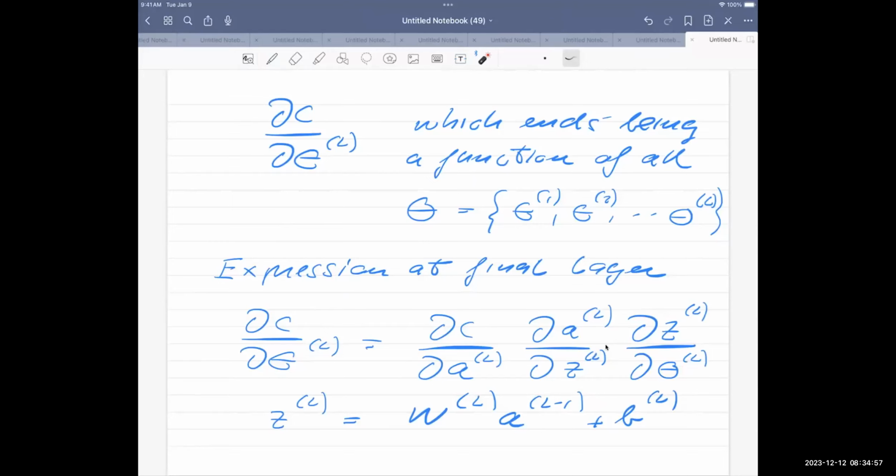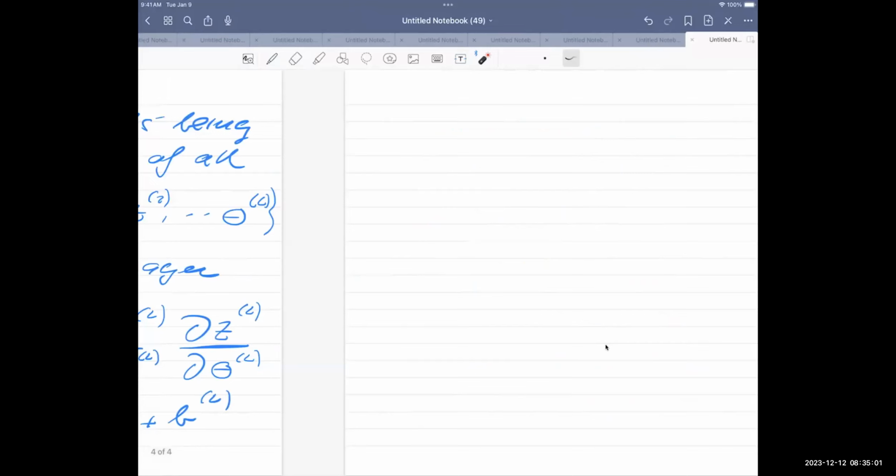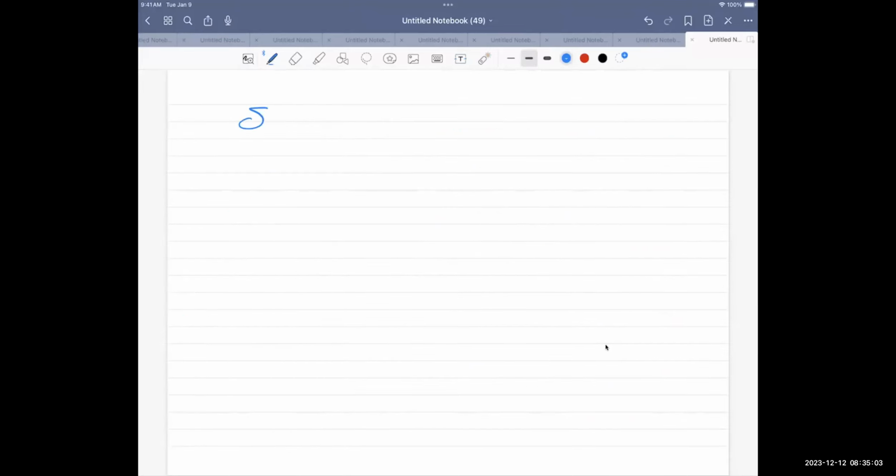So if we now set up the equations, what we end up with is a parameter delta of L for the final layer, which is given by the derivatives of the activation function in terms of the last layer. And we're putting a prime here to indicate that this is a derivative. And then we have the derivative of the cost function with respect to the output from the final layer.